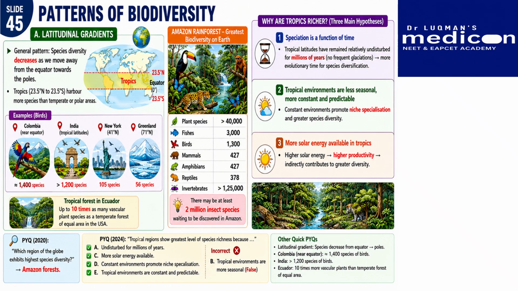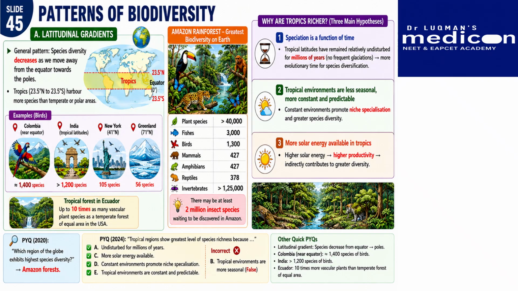Patterns of biodiversity. When it comes to the earth and the seasonal changes, we have to study the patterns of biodiversity. Let's study the first one, latitudinal gradients. What do you mean by latitudinal gradients? It means species diversity decreases. It is very important: species diversity decreases as we move away from the equator towards the poles. So when we start from the equator and move towards the poles, the species diversity is decreasing.